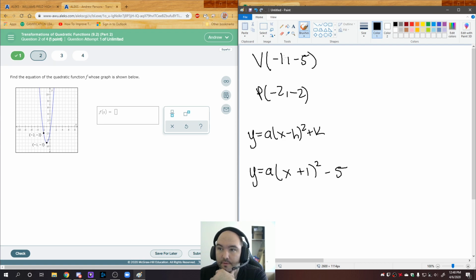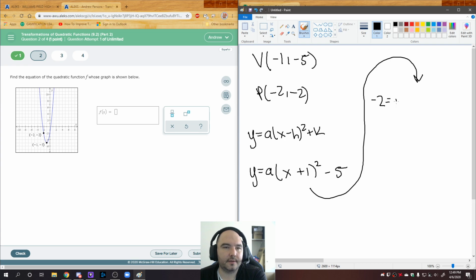Where am I getting those things? Remember, the h value came from the vertex, the first bit of the vertex, so -1. Remember, we write the opposite, though. And then the -5 became the k value. Just like on the last problem now, I'll turn x and y into those numbers that came from the second point. And they're both -2, so that's, I guess, convenient, maybe? I don't know. So I'm going to fill in x with -2 and y with -2. And the result is a times -1 squared minus 5. And just like the previous problem, when you square -1, it becomes regular 1.